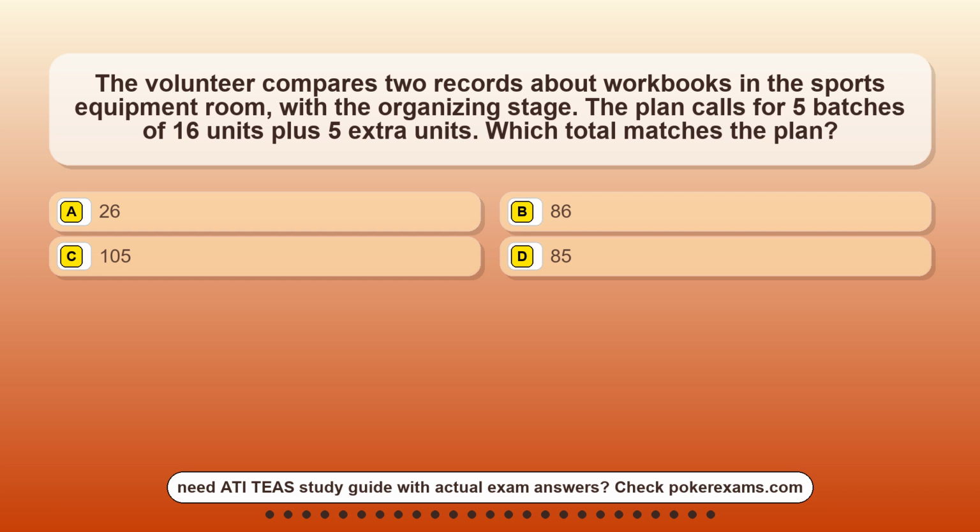The plan calls for 5 batches of 16 units plus 5 extra units. Which total matches the plan? Option A, 26. Option B, 96. Option C, 105. Option D, 85. The correct answer is option D, 85.